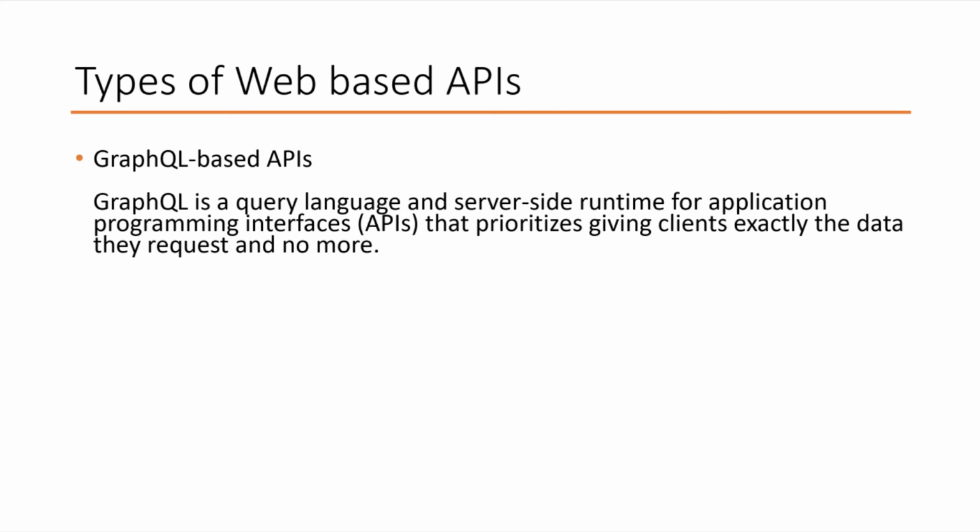After SOAP, we have GraphQL-based APIs, which are a newer form of web-based APIs. GraphQL is a query language and server-side runtime for application programming interfaces (APIs) that prioritizes giving clients exactly the data they request and no more.